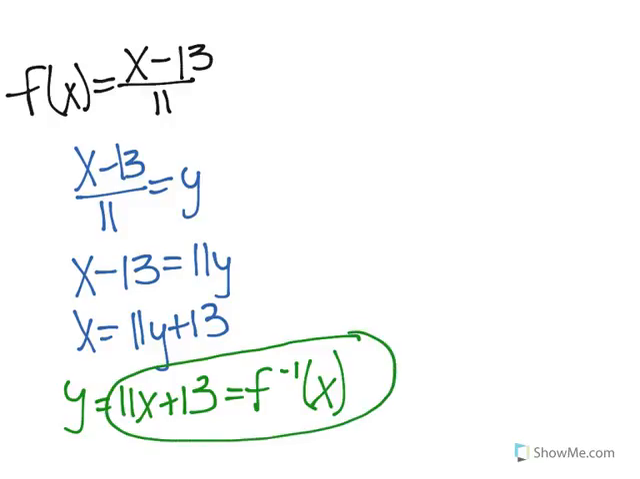Switching the variables is the most important step. You can go ahead and do it in the beginning if you want. So if you wanted to rewrite this and say that x equals (y - 13) over 11 and then solve for y, you could do that also. However you're going to remember it, just make sure that eventually, at some point in your problem, those variables get swapped.